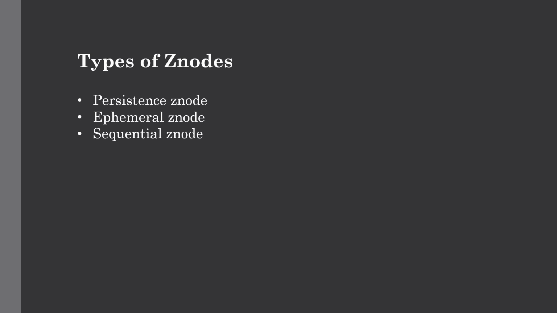For this reason, ephemeral znodes are not allowed to have children. If one is deleted, then the next suitable node will fill that position, and this plays a very important role in leader election. And the last one is the sequential znode.